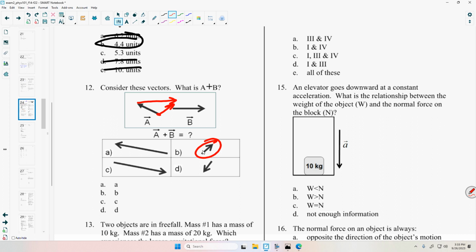Also be prepared. I think there are some questions where, for example, if I was doing 2A plus B, in that case I would just draw A but draw it twice as long, and then I would draw the vector B. And so the sum of those two vectors would look like that. This would be 2A, B, that would be 2A plus B.